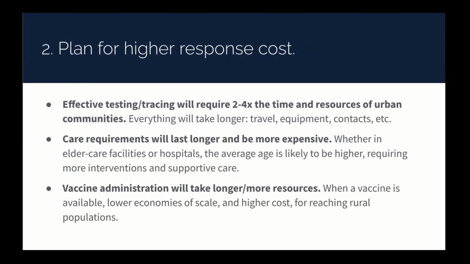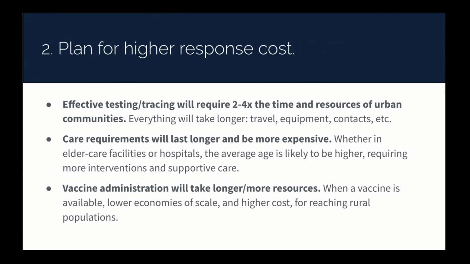Second thing or category of stuff to think about would be likely, and there's not a ton of great data around this, but I think we'll begin to see this. And from a conservative planning standpoint, one of the things we think it's worth norming people to is rural communities are going to require a higher response cost than urban communities for a couple of different reasons. So first, we would estimate that effective testing and tracing is going to be 2 to 4 times the time and resources required in urban communities, simply because these rural communities are farther apart.